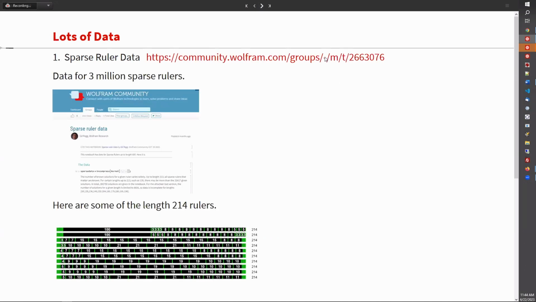Let's see, at the community site here, this last number, 2663076, I give data for 3 million sparse rulers. And you can look it up here, and if anybody plays with it and manages to find more sparse rulers, I'd be very interested in seeing what the results are. I tried all sorts of computer methods to take a solution and find more solutions, but maybe there are some new methods that could be developed.